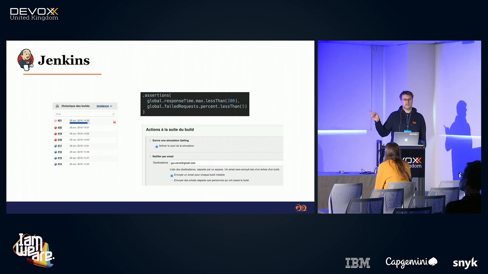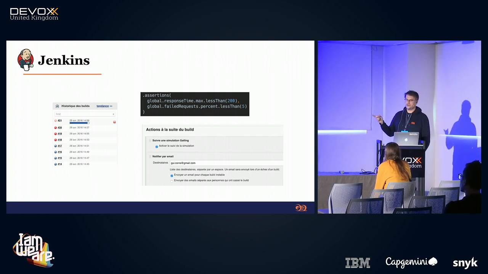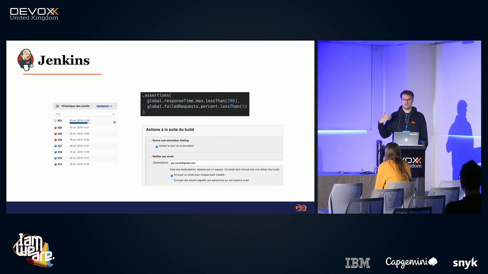Also, it integrates nicely with CI solutions. You can define what's called assertions, which are acceptance criteria. You can have your CI pipeline fail if you don't meet those criteria, such as the error ratio is above a given threshold, or the 90th percentile of the response time is above a given threshold.